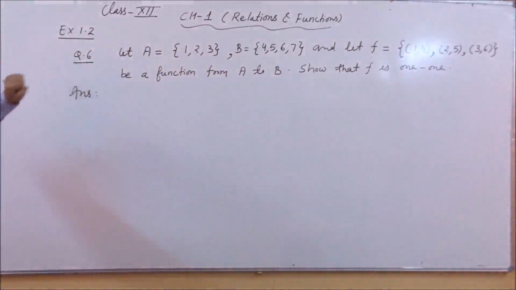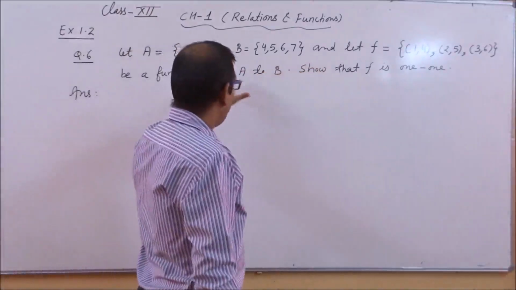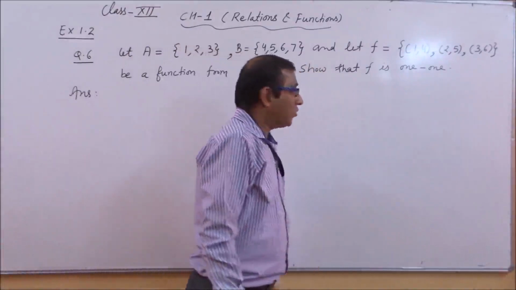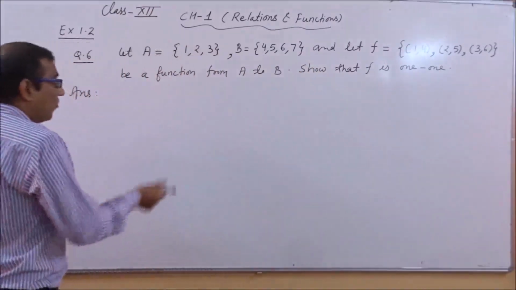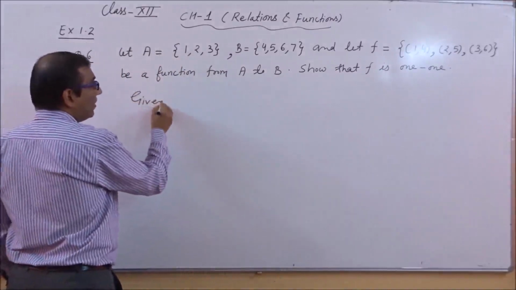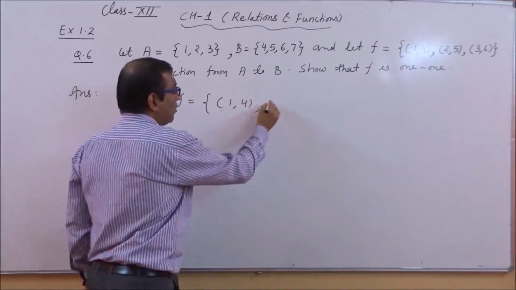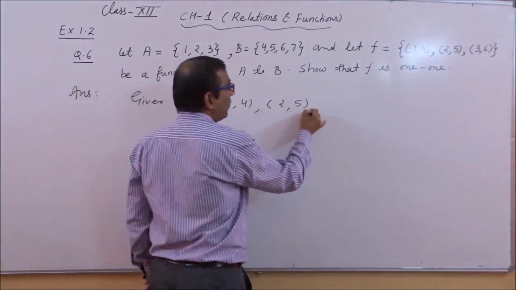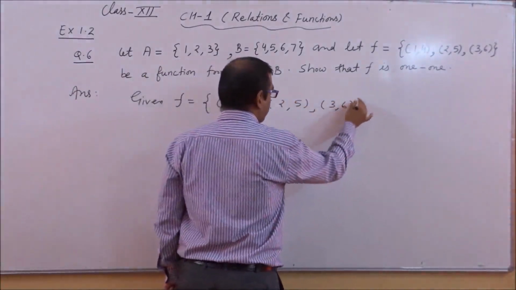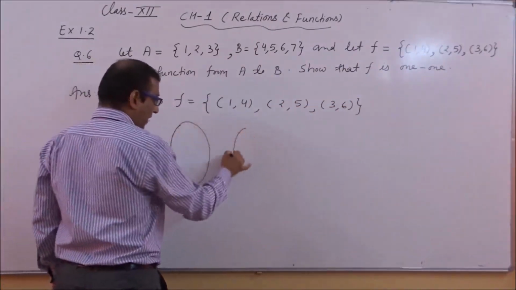So I am continuing with question number 6. This is question number 6, in which two sets are given and one function is given from A to B. Then how can we show f is 1-1? As you see in the function given to us, f equals 1, 4, 2, 5 and 3, 6. If we continue with the mapping, then how can we show it?